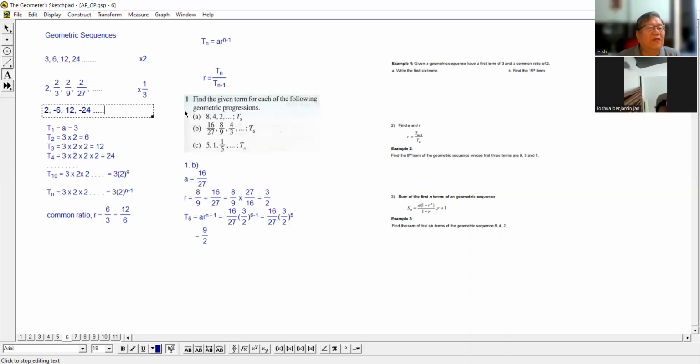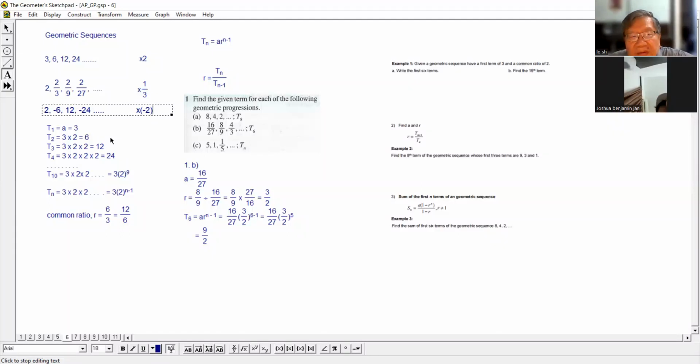Now, for this type of geometric progression, you also multiply with a number, but you multiply with a negative number. So when you multiply with a negative number, the terms alternate. One positive, one negative, one positive, one negative. This is also a geometric progression or a geometric sequence. So can you recognize these three types of geometric sequence?